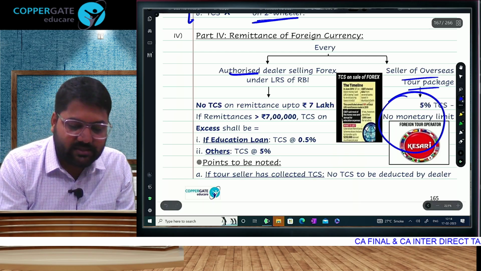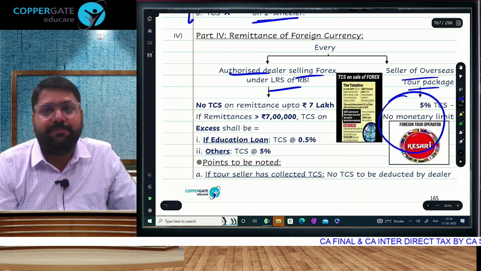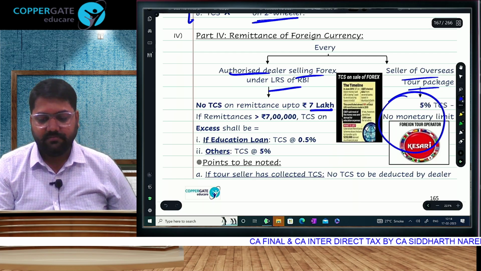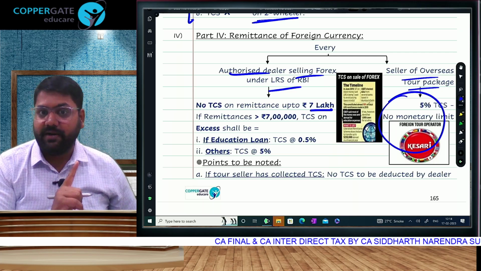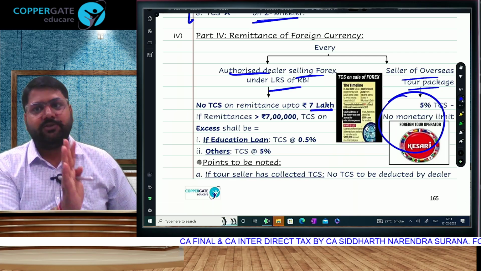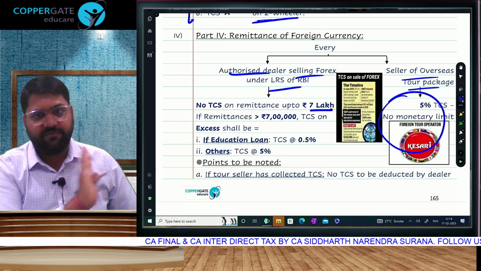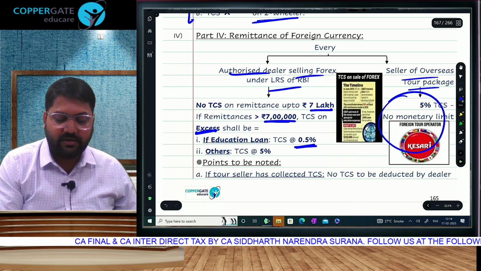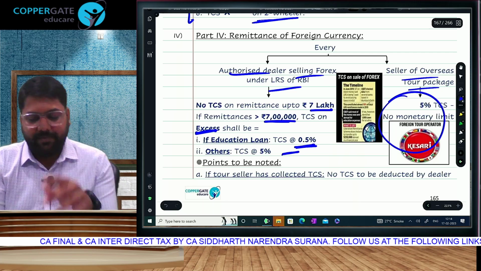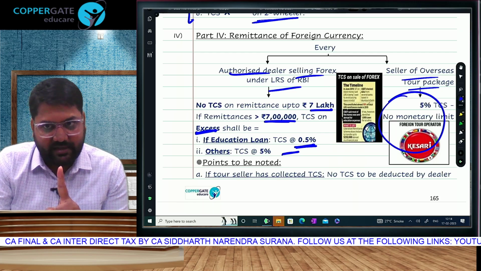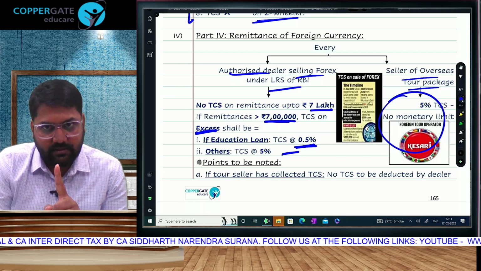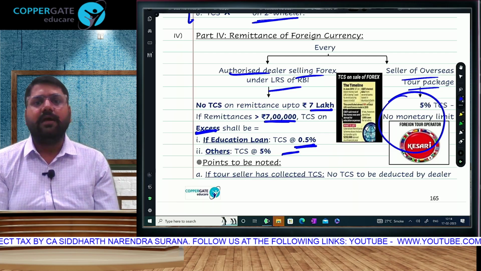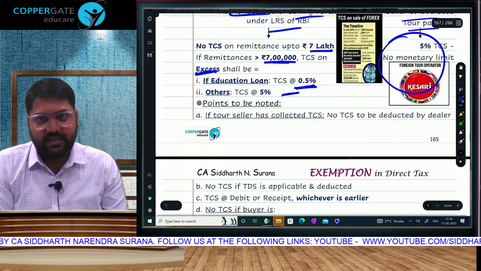And for other cases, whenever you are sending money outside under the liberalized remittance scheme of RBI, the first 7 lakh pe there will be no TCS. Tour package pe 1 rupee also there will be TCS, but for other remittances like foreign education loan या foreign में any investment or anything, first 7 lakh no TCS, excess over 7 lakh, excess के ऊपर आएगा. For education loan 0.5% and for other cases 5%. So, tour operator every rupee will attract TCS. Other cases में first 7 lakh no TCS, excess pay if it is education loan then 0.5% and other than education loan तो 5% TCS will apply.